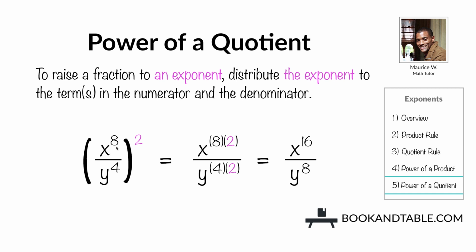So x to a power of 8 squared would be x to a power of 8 times 2. 8 times 2 is 16. Y to the 4th is in the denominator. We multiply this exponent of 4 times 2, just like we did in the numerator. So that gives us y to a power of 4 times 2, which is equal to y to a power of 8. So this is how you would utilize the power of a quotient rule. Distribute this exponent to all of the exponents inside the parentheses, both in the numerator and the denominator.